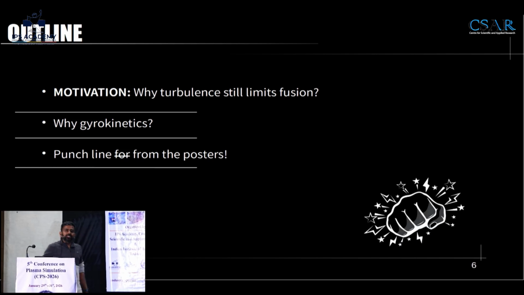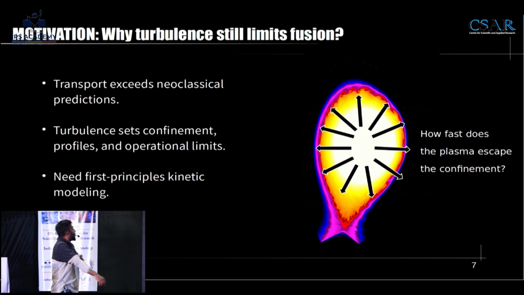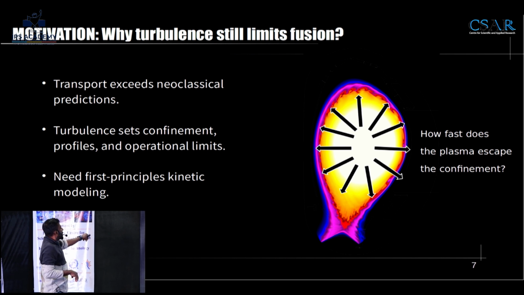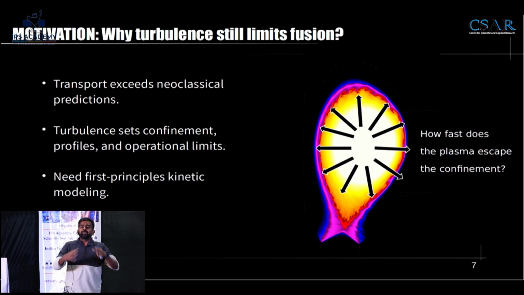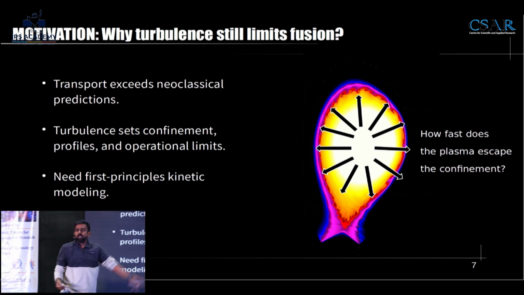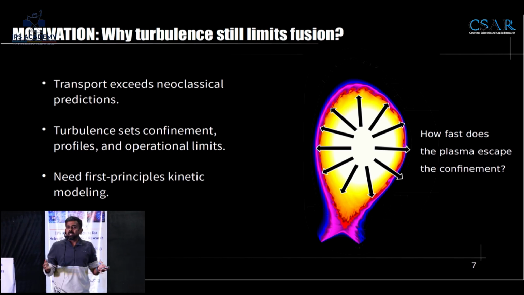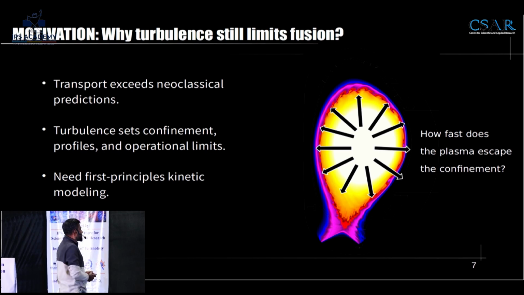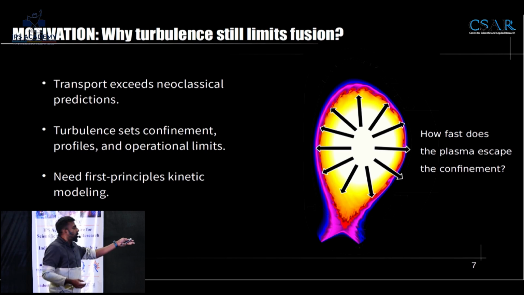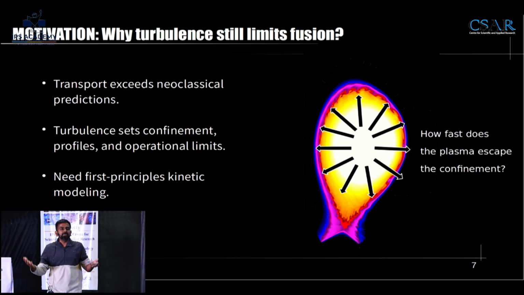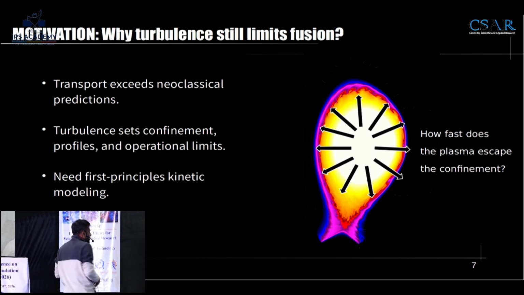The way we'll go about it is this: start off with turbulence. Again, as Professor Ganesh pointed out, if you don't include turbulence, the rate at which the plasma would escape will be 100 times lower than what turbulence tells us. So without turbulence, we may not be able to match the observed results. And for all the confinement problems, the profiles, the operational limits that we encounter in experiments, without turbulence, we may not be able to access or understand them better.